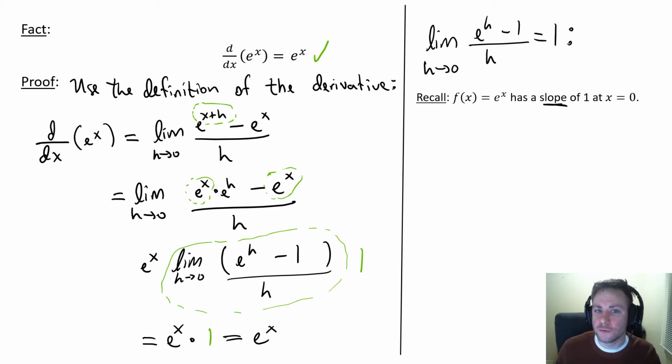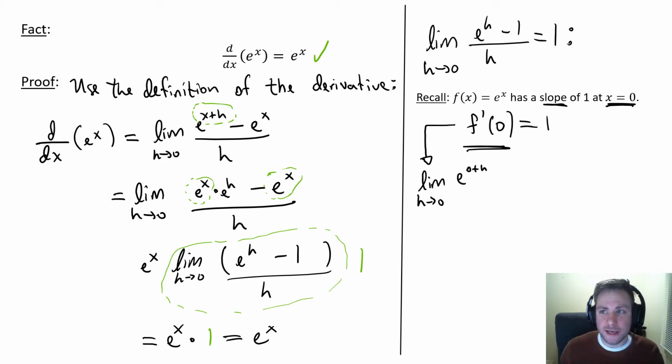From your first calculus course, you should know that slope at x equals 0 means the same thing as derivative at x equals 0. And derivative at x equals 0 is what we call f prime of 0. So therefore, our definition of e tells us that f prime of 0 must be equal to 1. Now, f prime of 0 literally means that x equals 0 was plugged into the derivative, but when we do that, e to the x plus h becomes e to the 0 plus h, and e to the x becomes e to the 0. So this entire expression is just another name for f prime of 0, which we know is equal to 1.